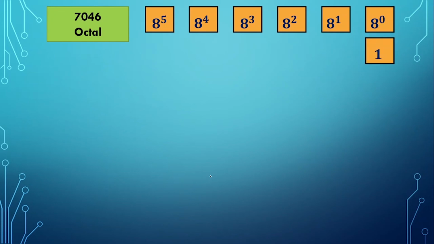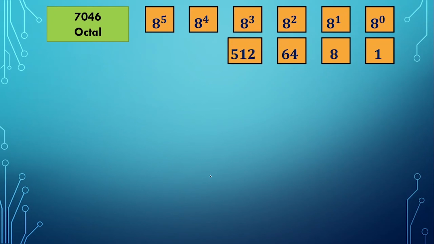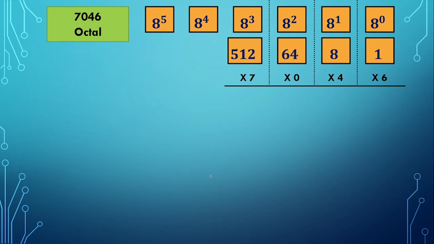Then 8 raised to 0 has the value 1, 8 raised to 1 is 8, 8 raised to 2 is 64, 8 raised to 3 is 512. Okay, so now putting the coefficients: the coefficient of 8 raised to 0, or the 0 power of radix, is 6. For the 1 power of radix, the coefficient is 4. For the square of radix, the coefficient is 0, and for the cube of radix, the coefficient is 7. So as you can see, for 7046 we are going to use the power of 3 of radix 8.